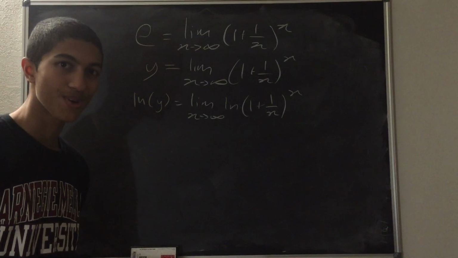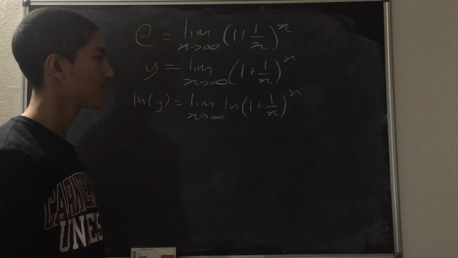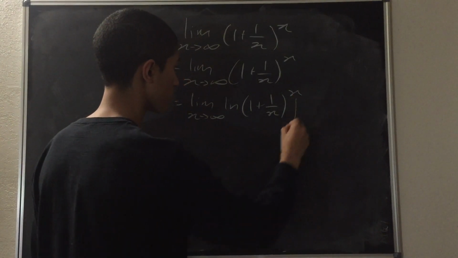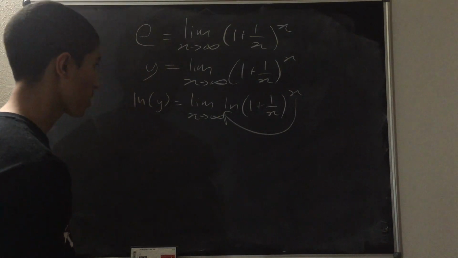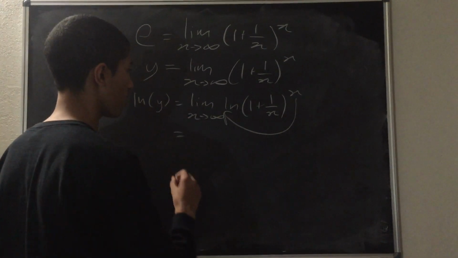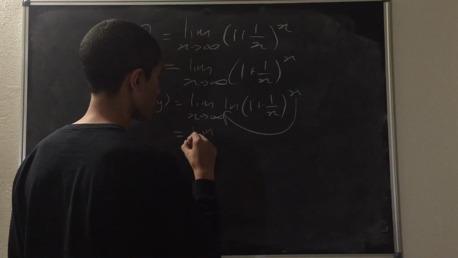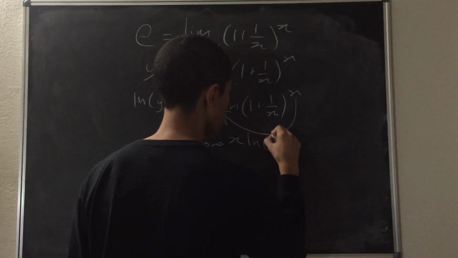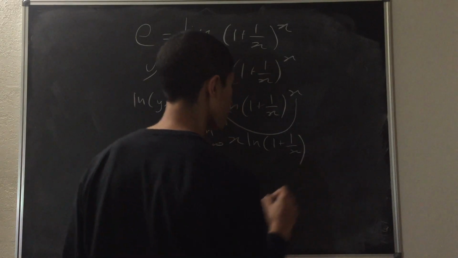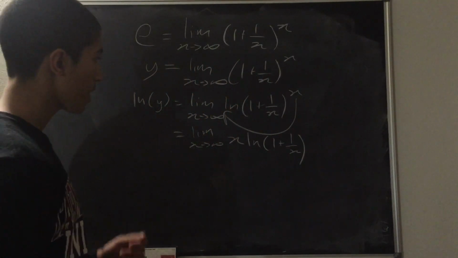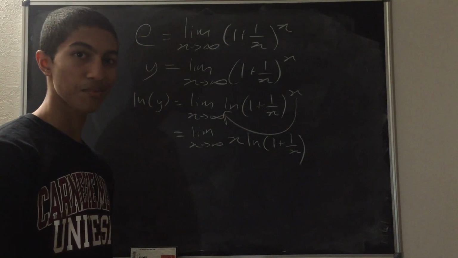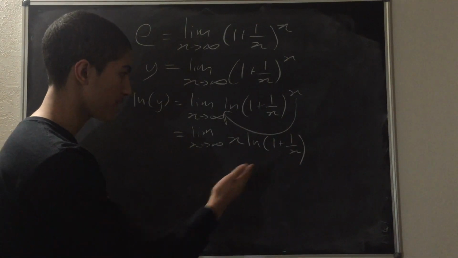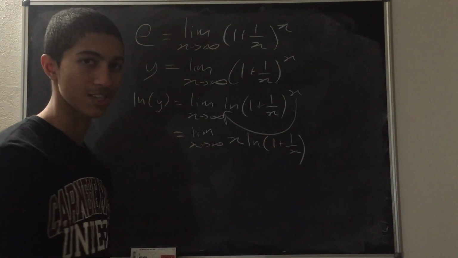And for those of you who know your properties of logarithms, you would know that this exponent x over here can be rewritten as the coefficient of the entire logarithm. So what we can now say is this ln y equals the limit of x tending to infinity of x multiplied by ln of (1 plus 1 divided by x). And now you might be saying, Math Hobo, how come we're not using L'Hopital's rule yet? And my answer to that would be, you don't have an f of x divided by a g of x. You only have an f of x multiplied by a g of x.